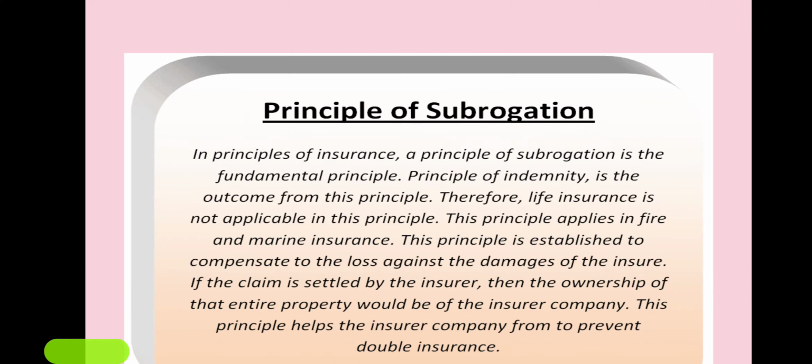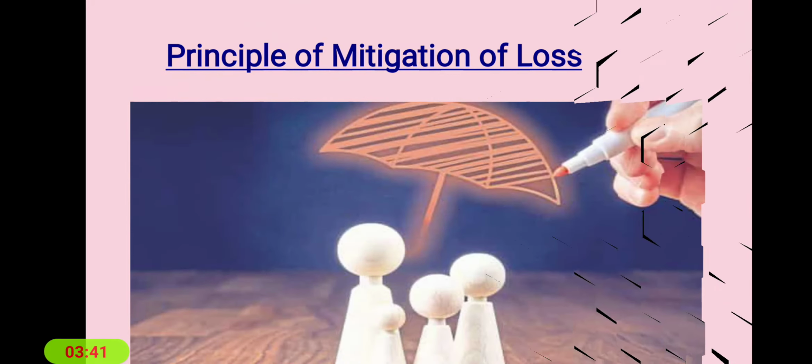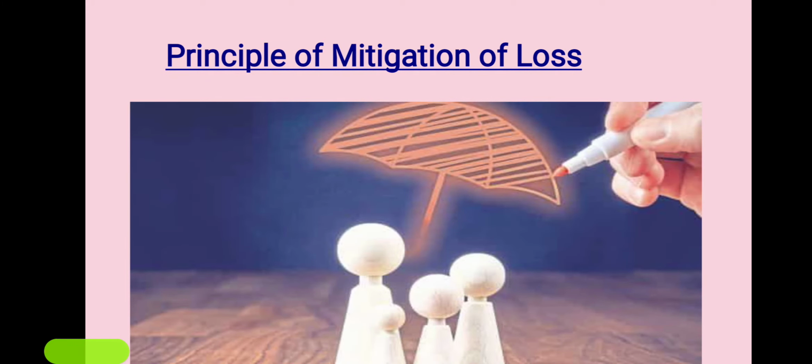Alright, now see the next principle, that is the principle of mitigation of loss. According to this principle, the insured person must take care of his property or subject matter of insurance in the same way as he would take care without taking the insurance policy. That means after getting an insurance policy, the insured person must not be careless about his property.